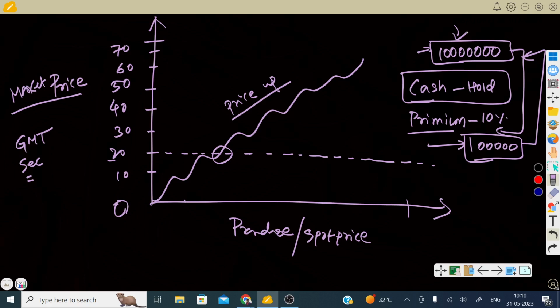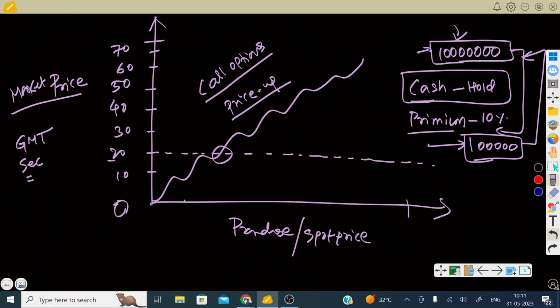Option holder has no obligation, not even restrictions, to buy any option at any point in time. As simple as that. So it means if you want the exposure of 10 lakh, you can pay 1 lakh and then hold the options. That option you can call a call option. Why call option? Because the price will go up.